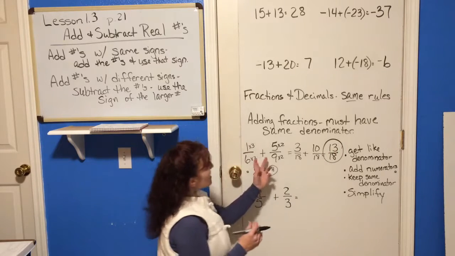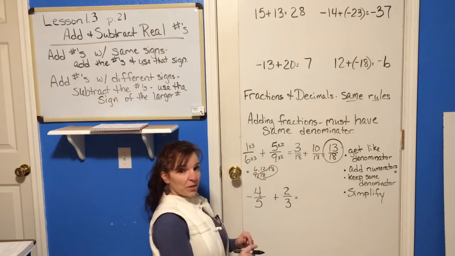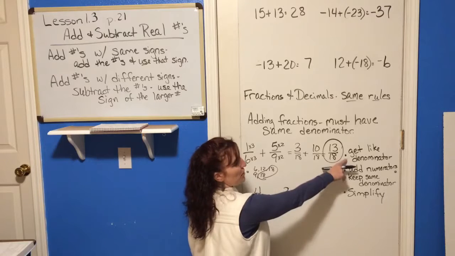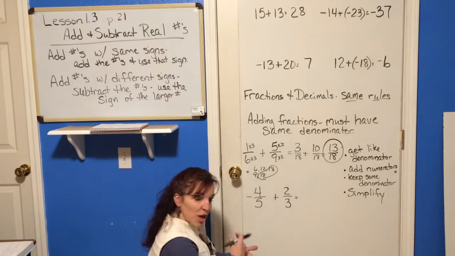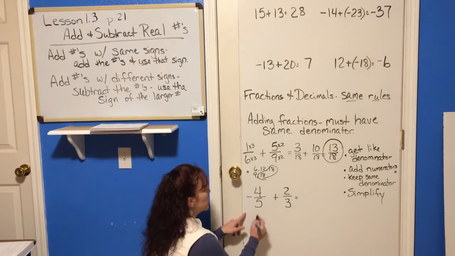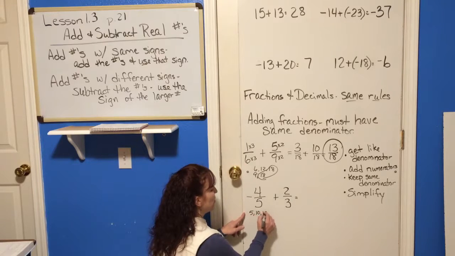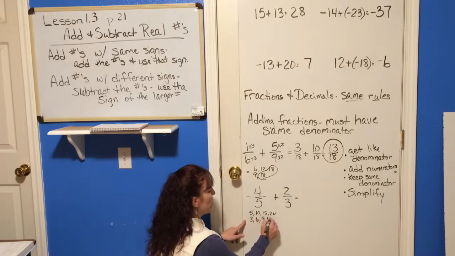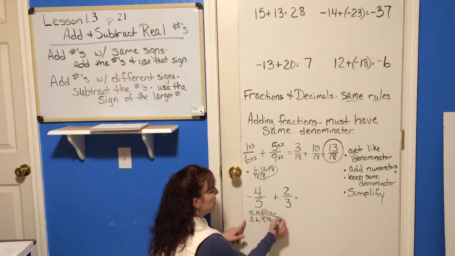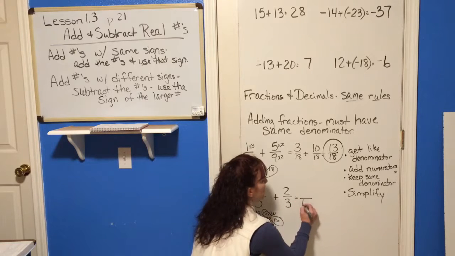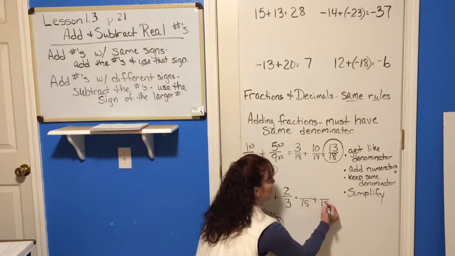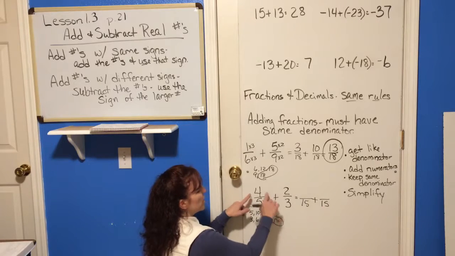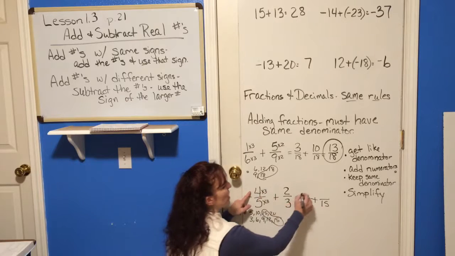All right, so now let's add the step of having different signs. So here again, we've got different denominators. We've got to get the same denominator. We've got to chop those pies into the same number of pieces. So 5, 10, 15, 20; 3, 6, 9, 12, 15. Oh, there it is. 15 is my like denominator. All right, so 5 times 3 is 15. So I've got to take the 4 times 3, and so that's 12.